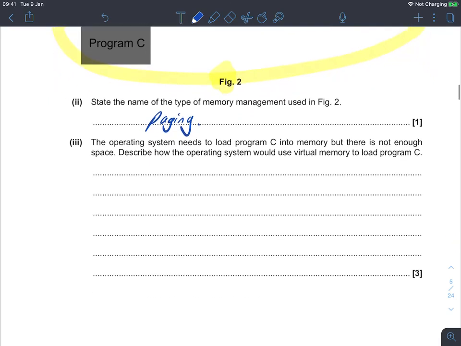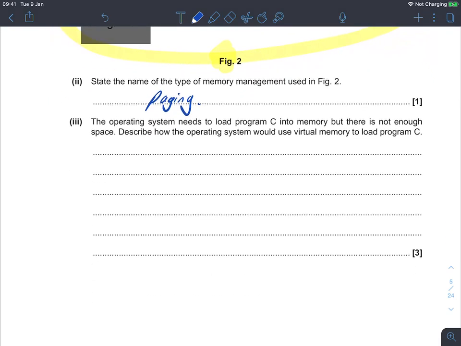Second part of the question, longer, so this is a describe, so let's pick out the keywords. We're looking to describe. The operating system needs to load program C into memory, but there's not enough space. So hopefully this will flag to you that this is going to be to do with virtual memory, where the secondary storage is used, which is magnetic hard disk or solid state drive. It says describe how the operating system would use virtual memory to load program C.